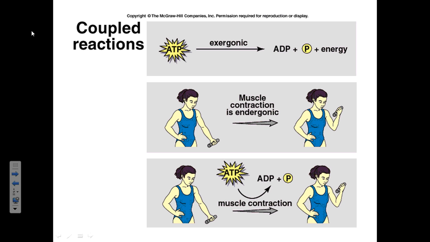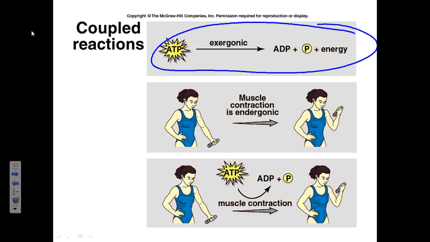Here's another example. Got ATP hydrolysis going on here, an exergonic reaction, providing the energy to make your muscles contract, which is endergonic. Without this, this can't happen. They're coupled. They're a pair.